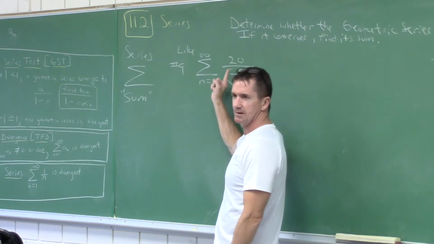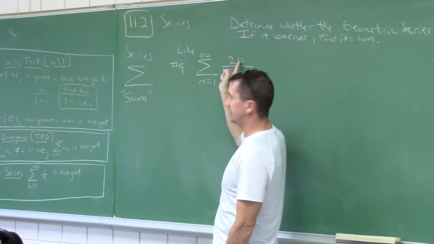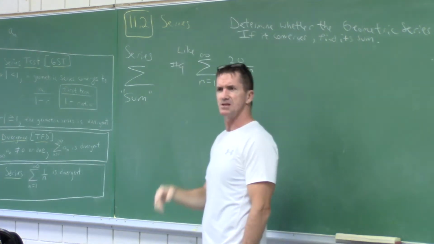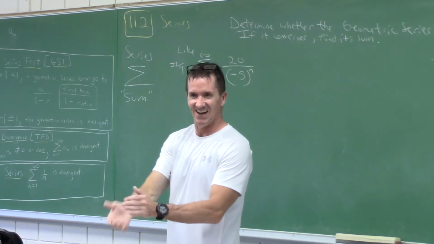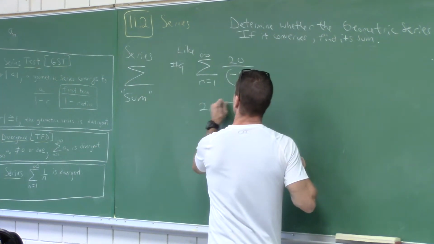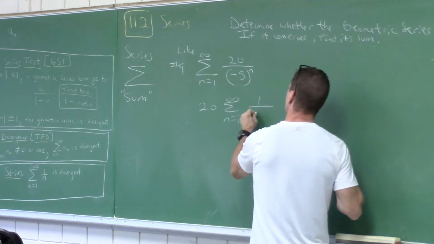Yeah, but what about the 20? Oh, that's okay. You can have a constant multiple with it. In fact, you can take that 20, it's a constant, and put it in front of this, just like with integrals. Weren't integrals summations? Yeah. So you can really think of this problem as 20 times the summation of, if you want to think of it that way, 1 over 1.